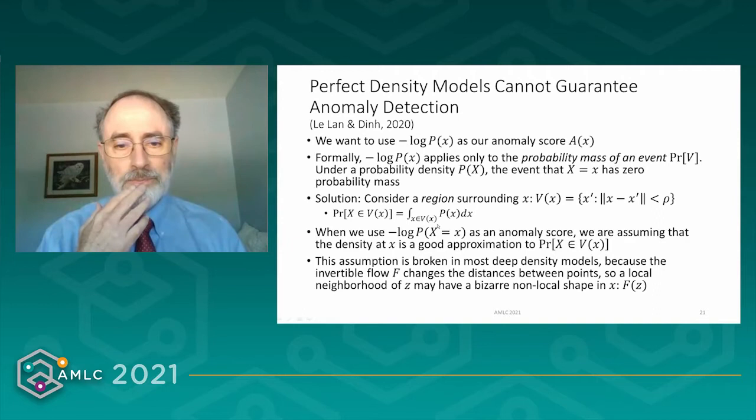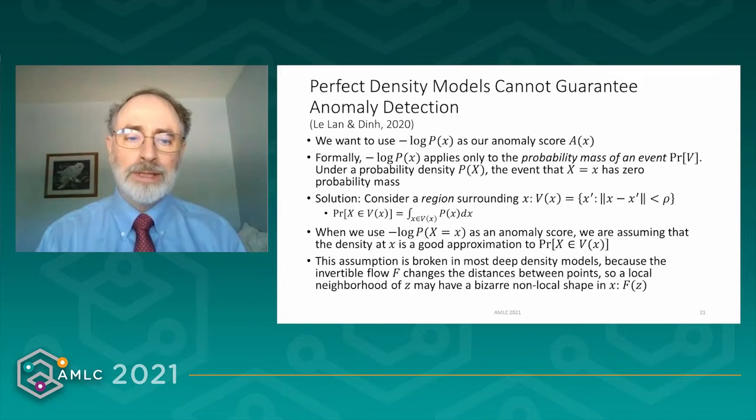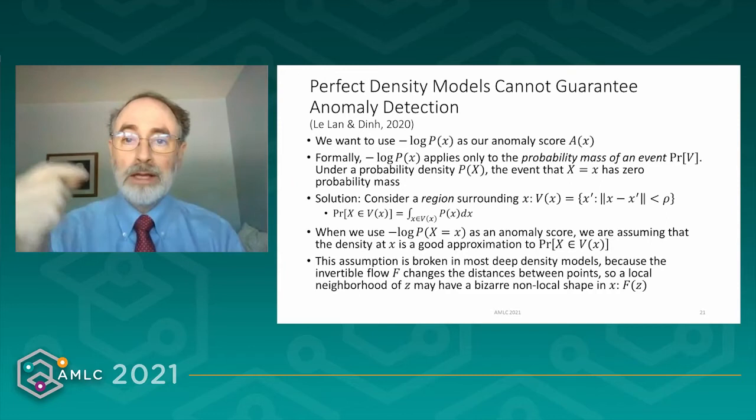So when we're using the density instead of the event, we're basically assuming that the density at X is a good approximation of the event, and basically sort of a piecewise flat assumption. But it turns out this assumption is broken in most of these deep density models, because the invertible flow that we create between the initial distribution and our output warps the space, changes the distance between points, so that the local density can be very different in the transform space than it is back in our original multivariate Gaussian.